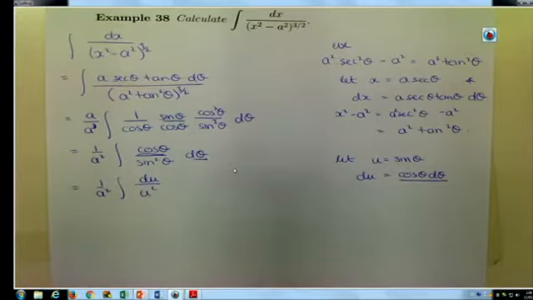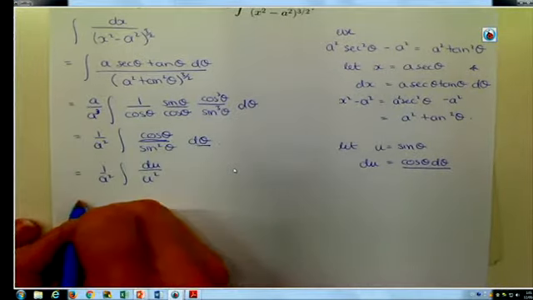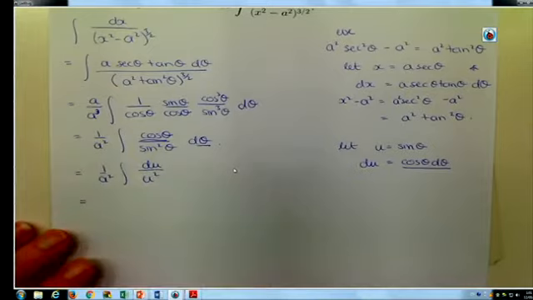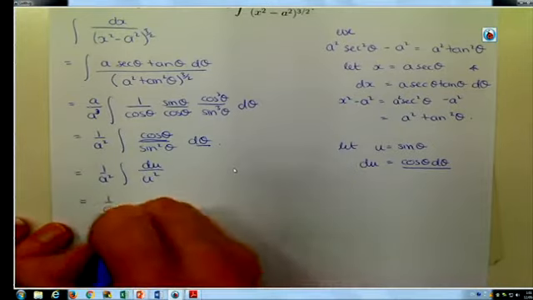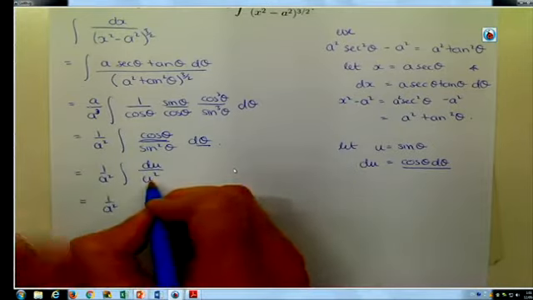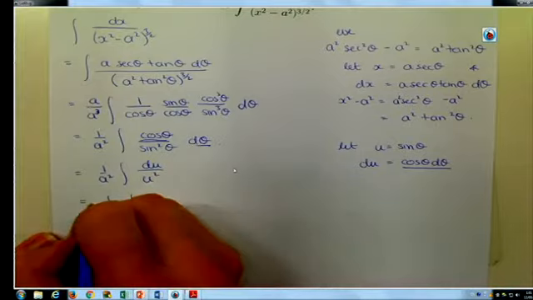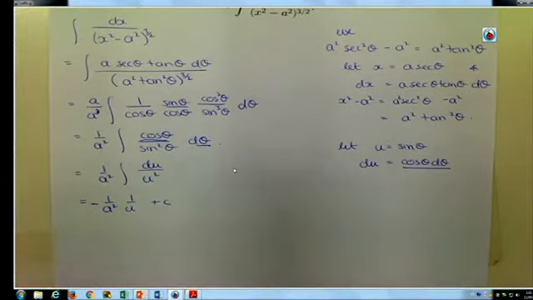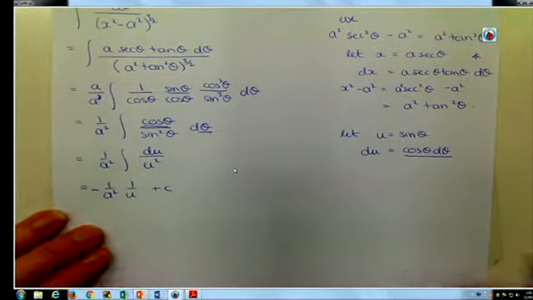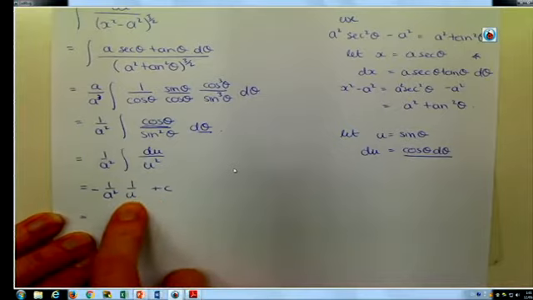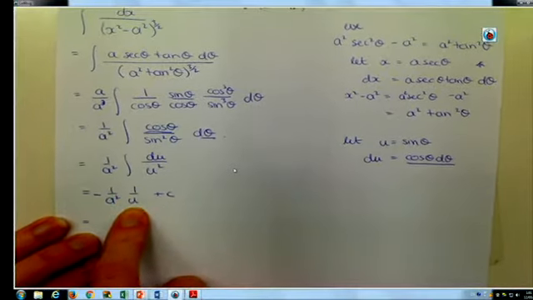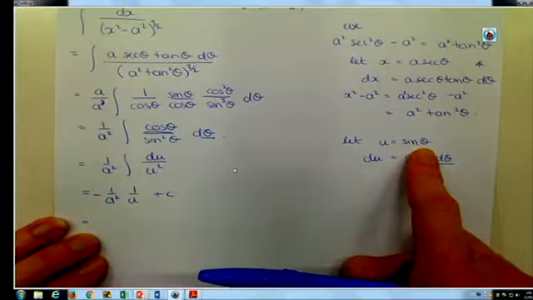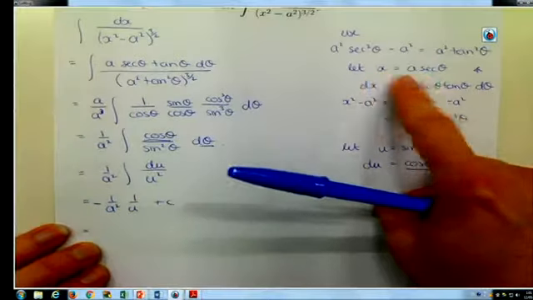Now we can do this little integral, okay? So what do we get? We get 1 over a squared. This will turn into 1 over u with a minus sign out the front, plus c because it's an indefinite integral. Okay, so this is our answer in terms of u, but we actually want it in terms of x. So we're going to have to go from u to theta, and then from theta to x. Okay?